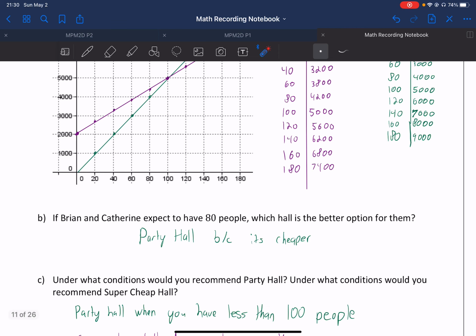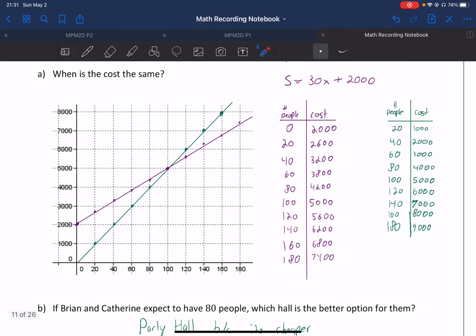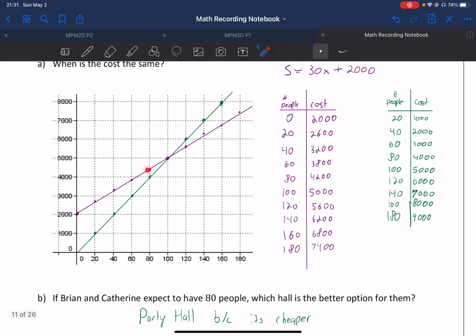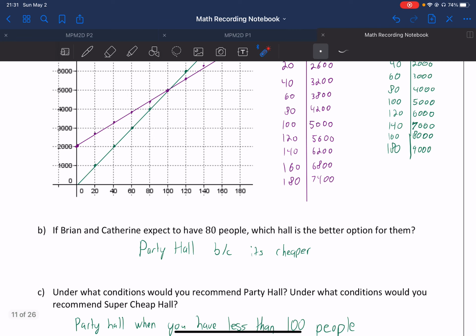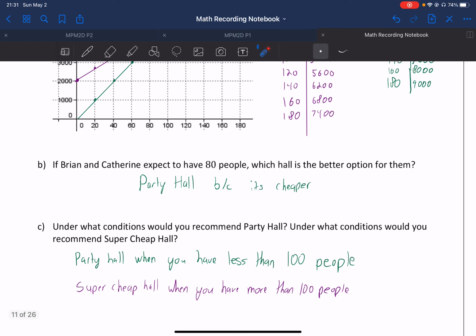Now, this is a question that you might have to answer if you ever were renting a banquet hall. Could be for a quinceañera, a sweet 16, a wedding, or anything else like that. So if Brian and Catherine expect to have 80 people, we need to figure out which hall is the better option. If we look up here at 80, you can see that our party hall is cheaper. It is below our Super Cheap line. So at that time, we're going to say party hall is our best bet because, well, it's cheaper. We don't want to spend as much money.